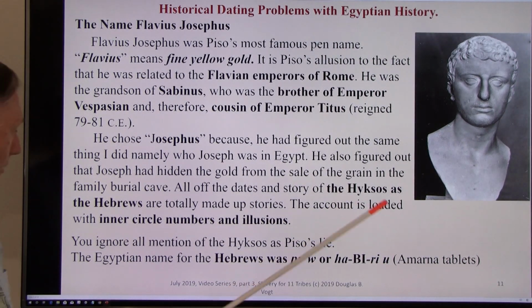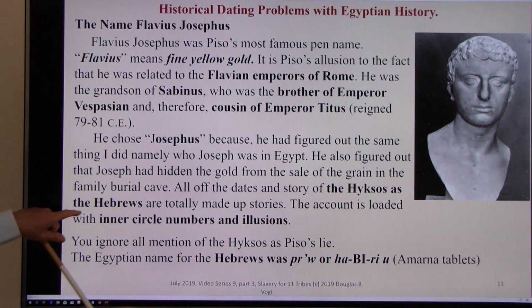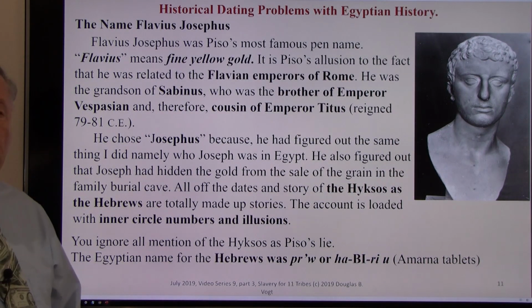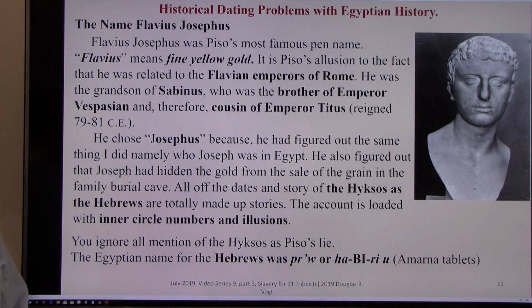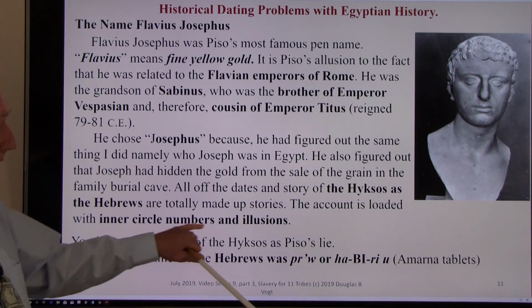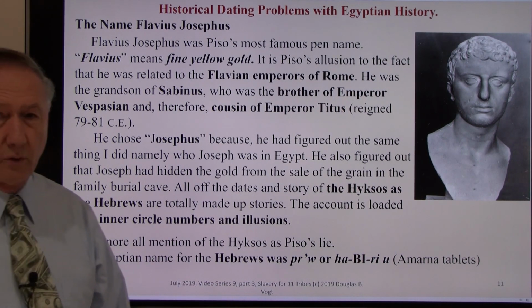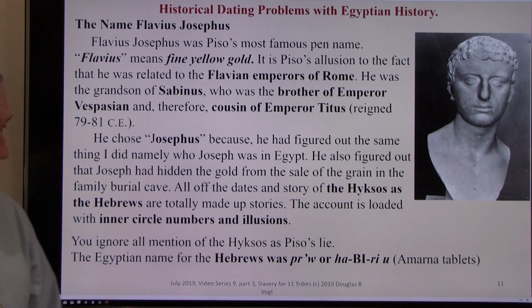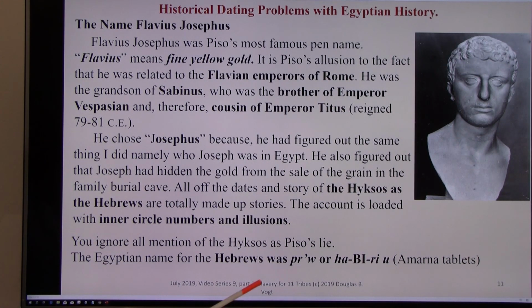All the stories about the Hyksos being the Jews and Hebrews, all his lie. Just throw it out and chuck it. By the way, the story is loaded with inner circle numbers and allusions, the 22, the 24, etc. Loaded. So anyway, that's it. The Egyptian name for the Jews was Peru or Habiru. You got that from the Amarna tablets.